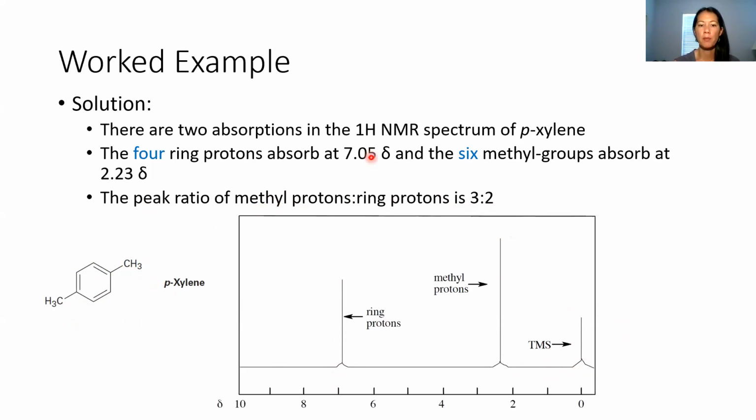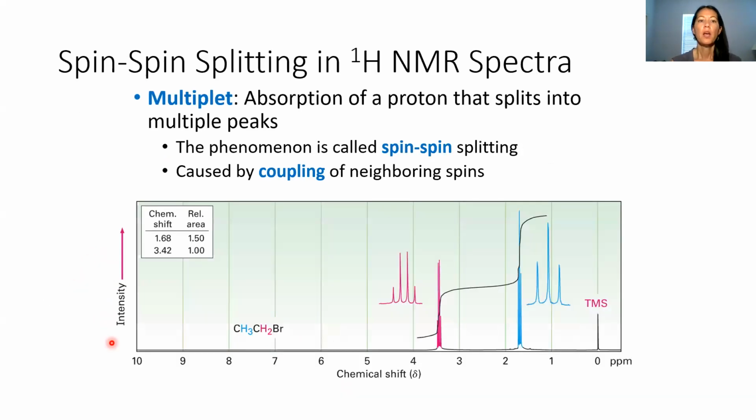And here it comes up at 7.05. And this should actually be a little to the left based on the scale. So the reason they are so much further up is that they are attached to this aromatic ring with the pi bonding there. Okay. Let's talk about splitting patterns.